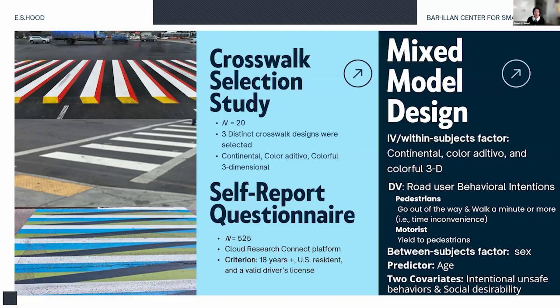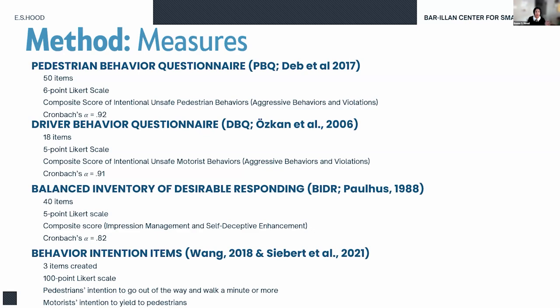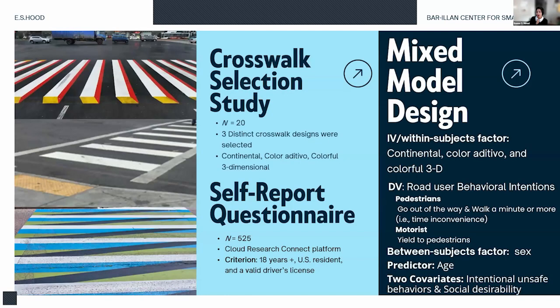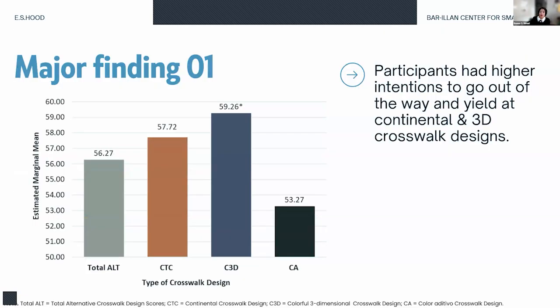So for the 2 covariates, what we did was a composite score of the DBQ and the PBQ, of aggressive behaviors and violations, to create that unsafe behavior score. And we had 3 major findings that I'm going to discuss today.